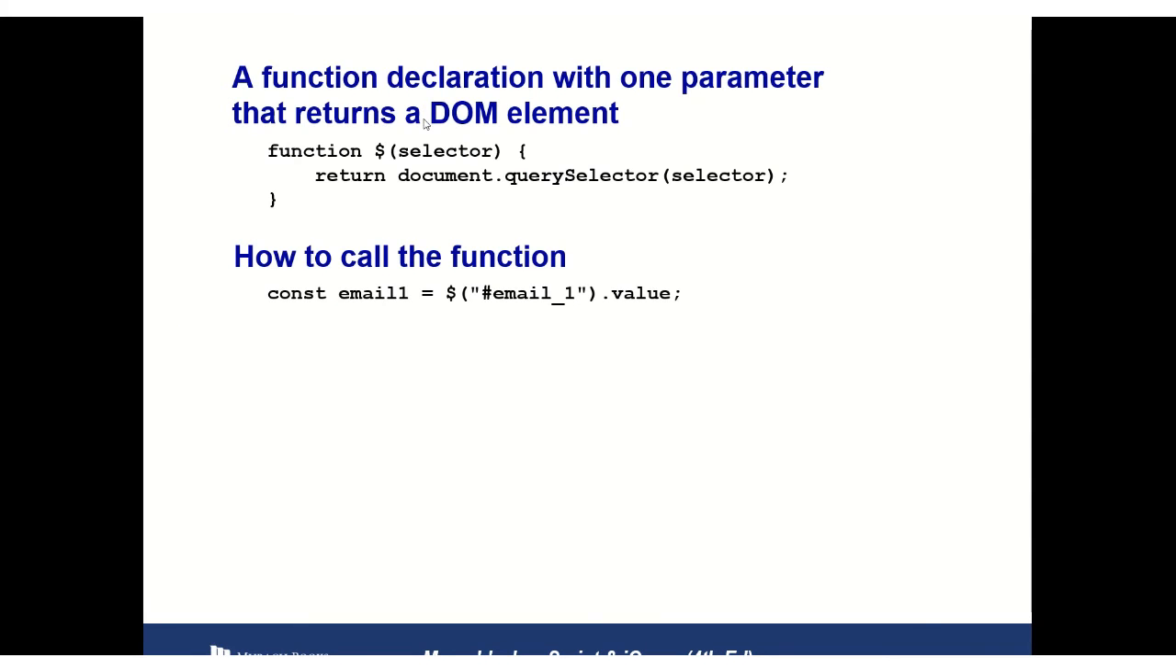So a function declaration with one parameter that returns, that's what we did here. And how to call the function, that's the way we call the function. You learned it, right? That's what we did. Function can be named as the name of the selector itself. This is an advanced way of declaring the functions.